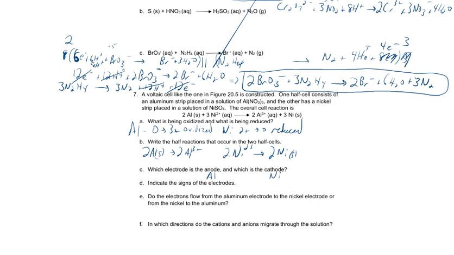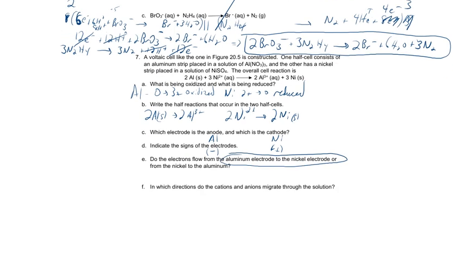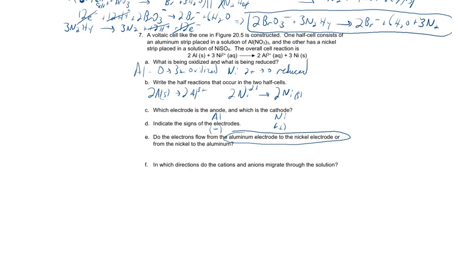Indicate the signs. The anode is always negative. The cathode is positive. Do the electrons flow from the aluminum to the nickel or from the nickel to the aluminum? It goes from the anode to the cathode, so it's aluminum to nickel. And which directions do the cations and anions migrate? Anions go toward the anode. Cations go toward the cathode. All right, that was a fun one.